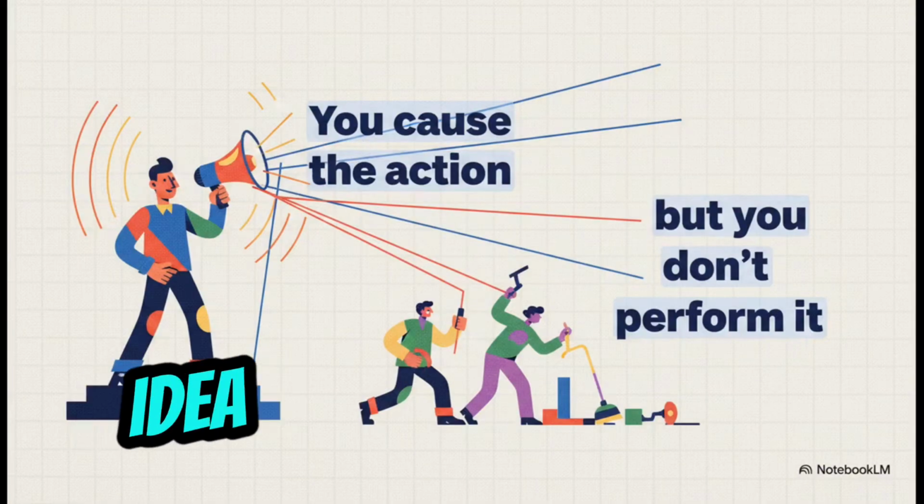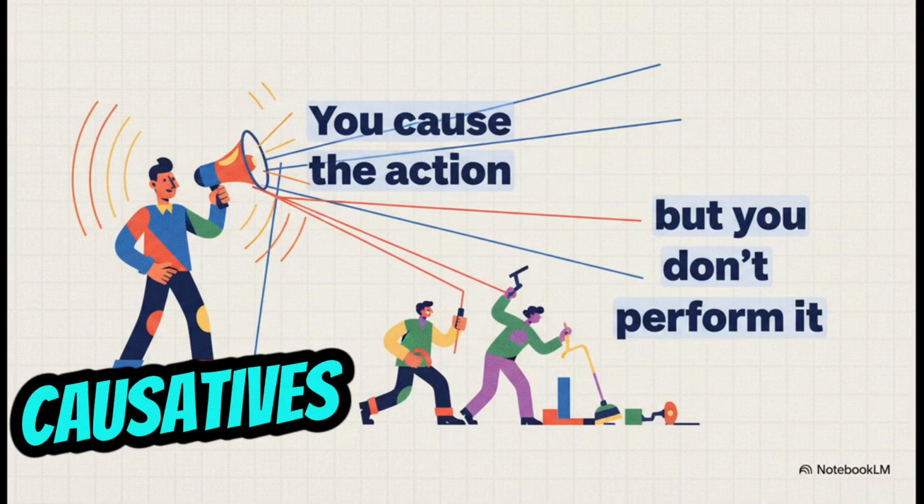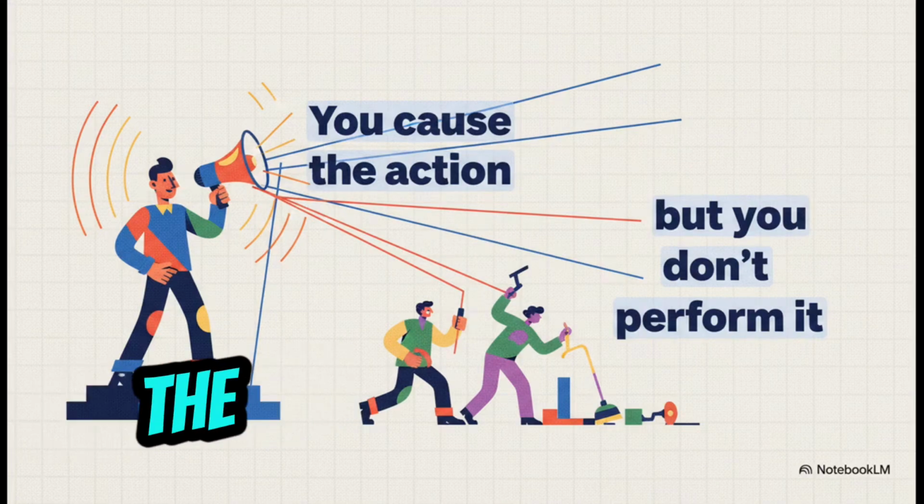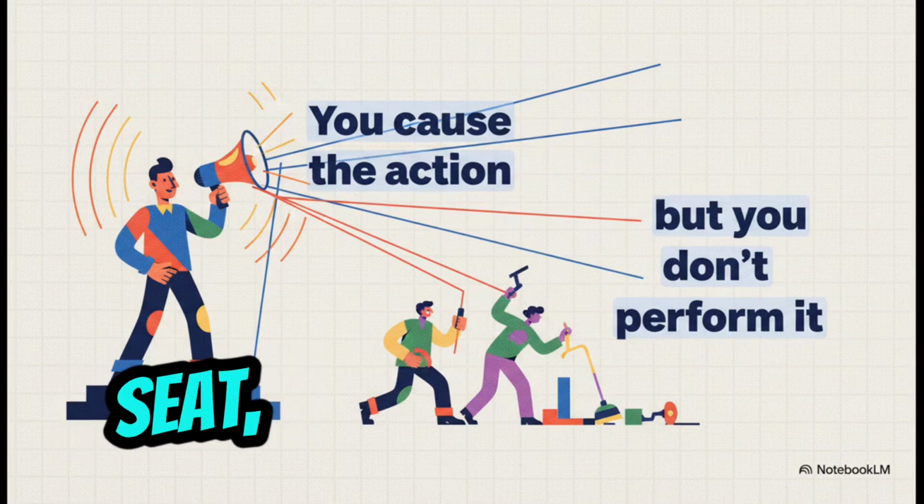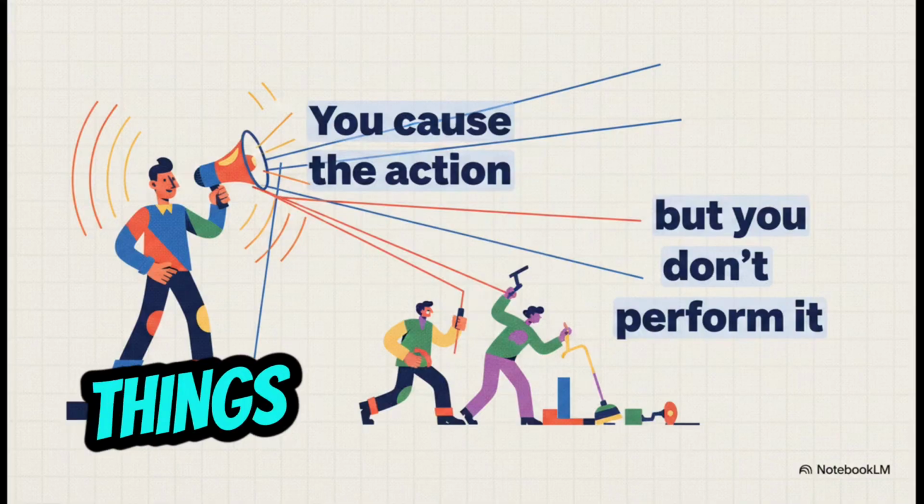So, what's the big idea here? Think of it this way. Causatives are like a proactive version of the passive voice. You are still not the one doing the action, but you're the one pulling the strings, causing it to happen. You are back in the driver's seat, controlling the story and making things happen.